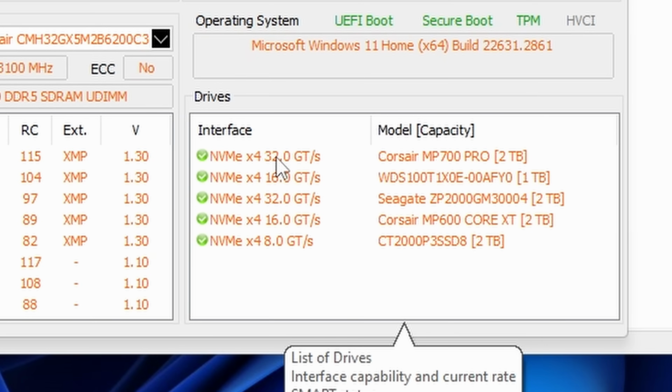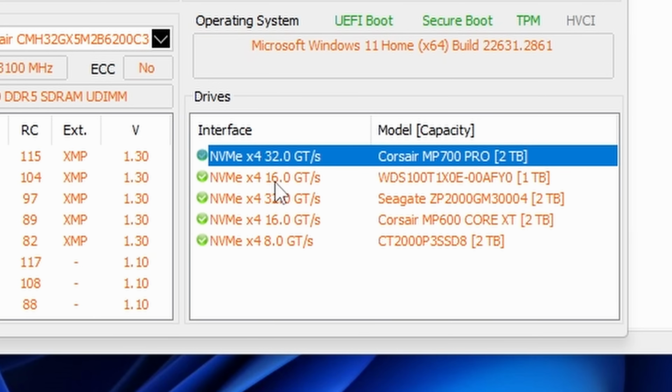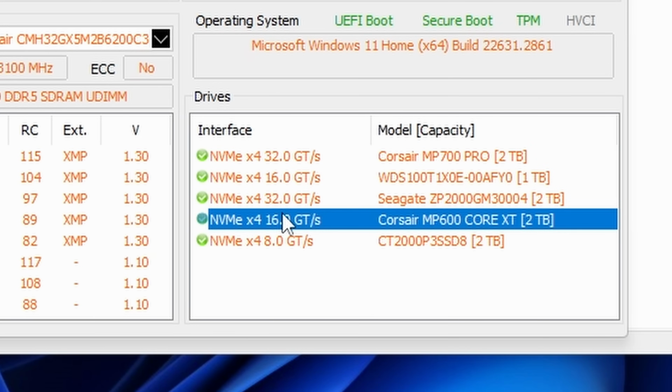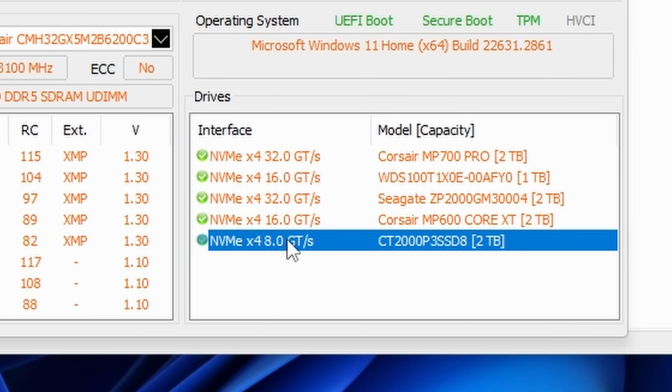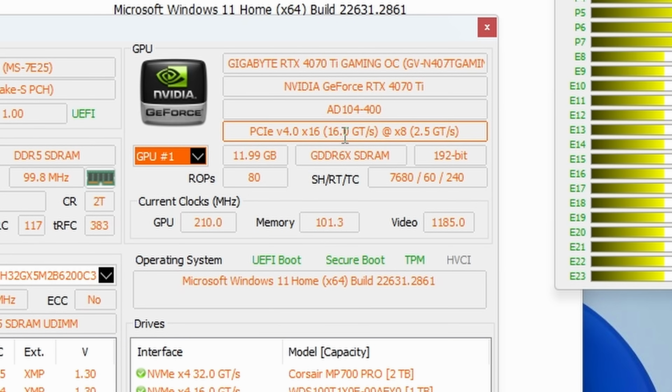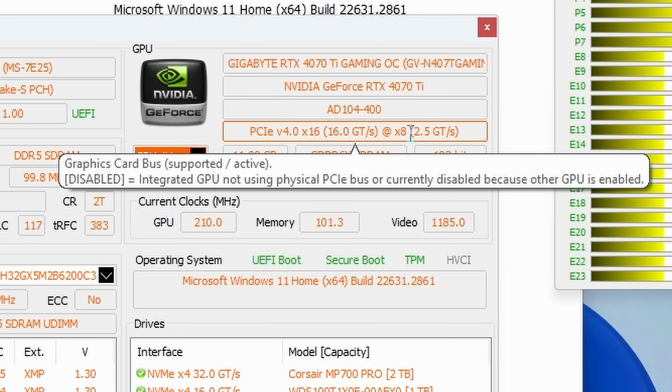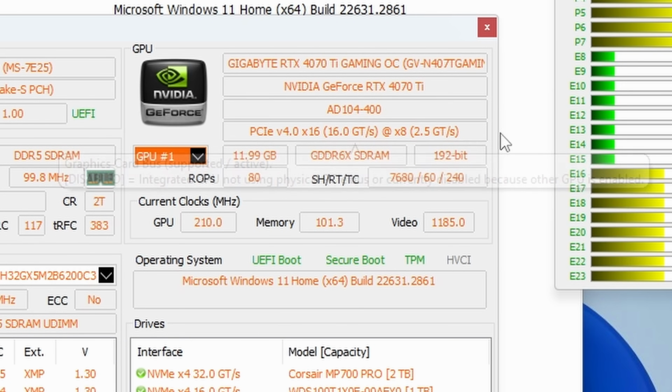Now, you can fill this motherboard up with multiple NVMe SSDs, and that's exactly what I did with multiple Gen 4 drives in there. But one downside is that using the top slot with a Gen 5 drive halves the number of PCIe lanes available to your graphics card.